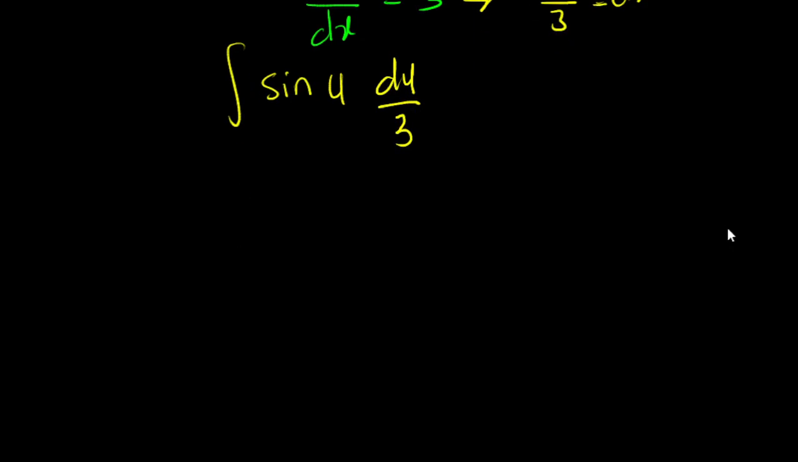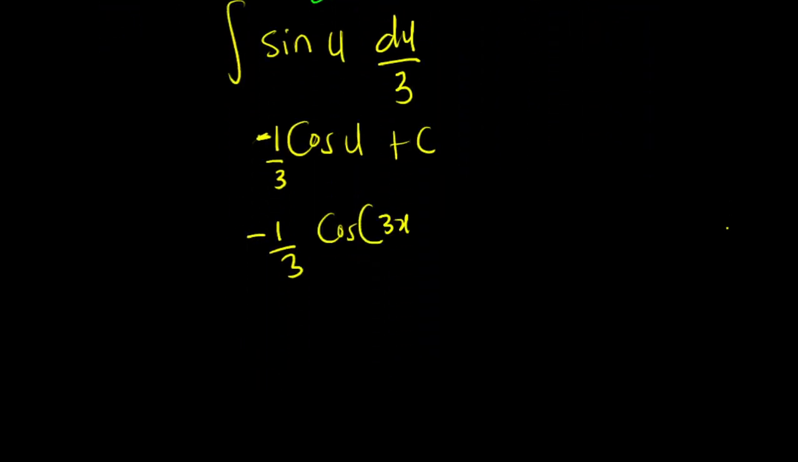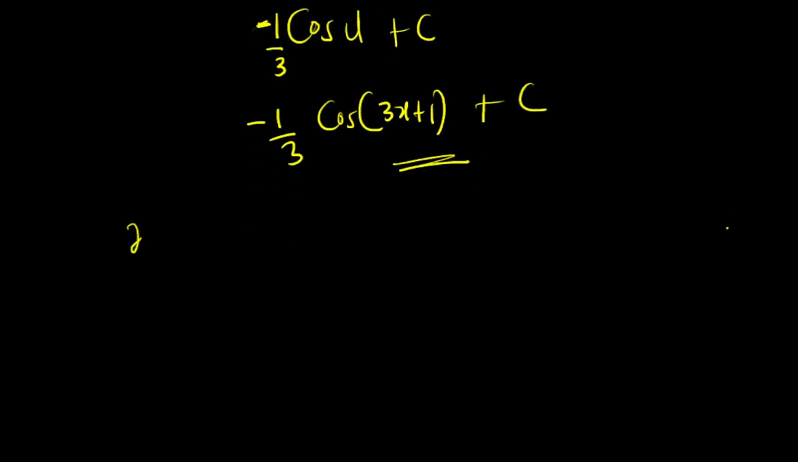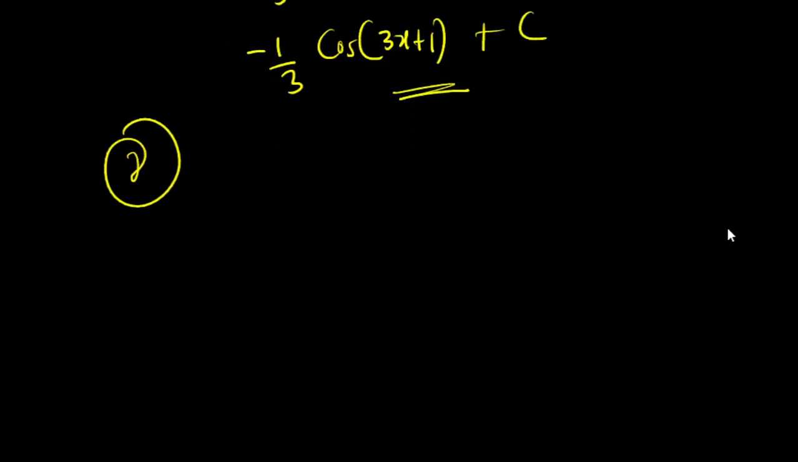If I integrate, that will be minus cos u. Don't forget 1 over 3 is here, plus c. But the question is, what is my u? u is 3x plus 1. So the answer is minus 1 over 3 cos of 3x plus 1, plus c. That's my answer. And please, this aspect is very, very important, because these are the kind of questions they can ask in your exams. So don't take it for granted. So let's check this again.